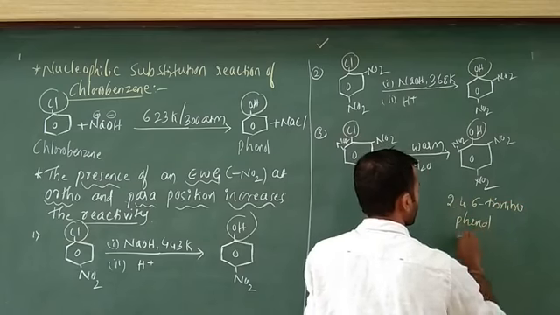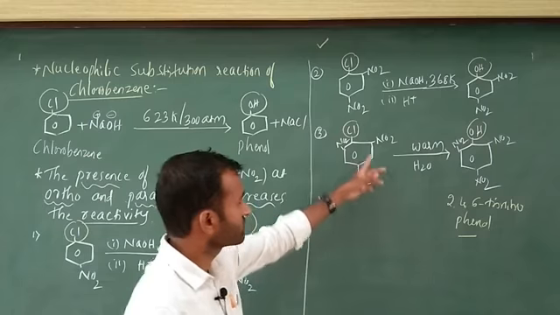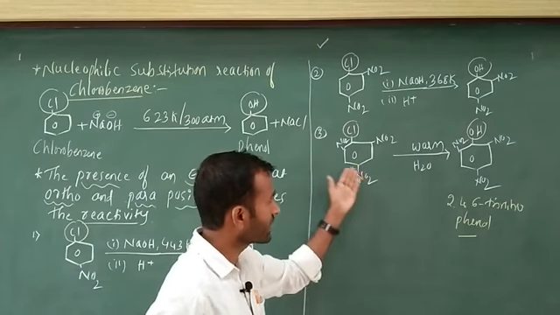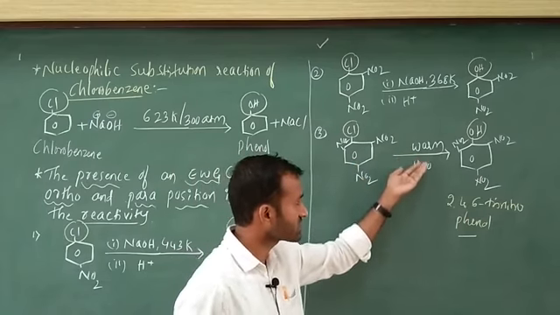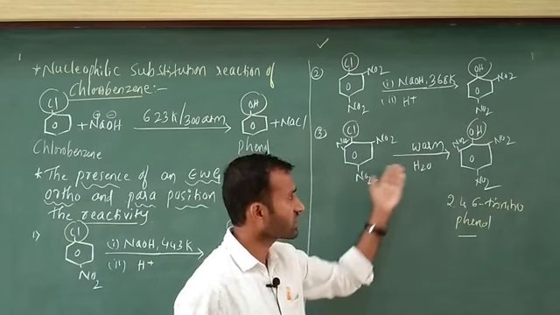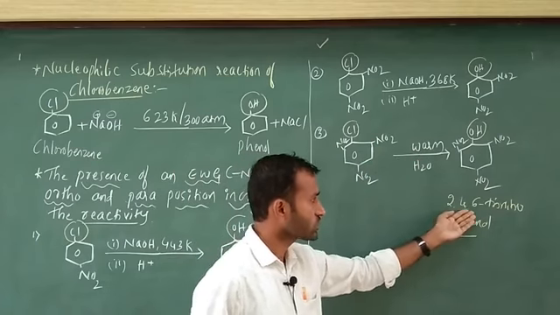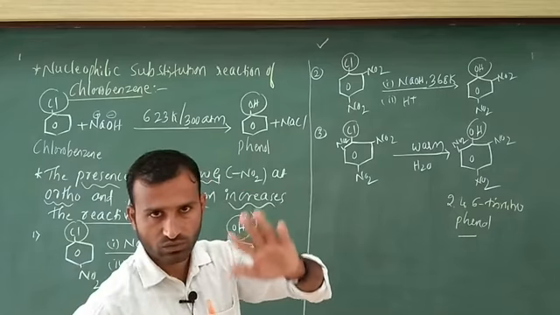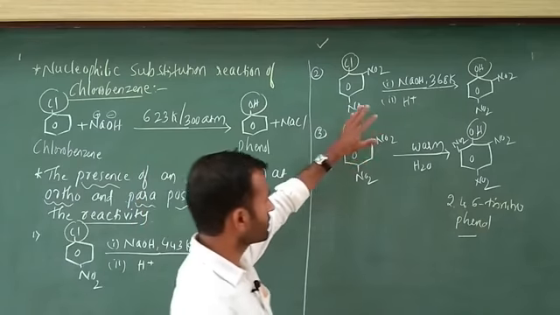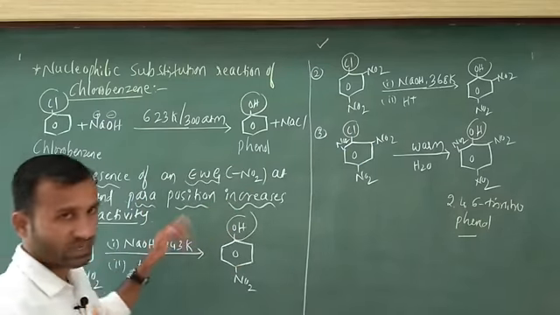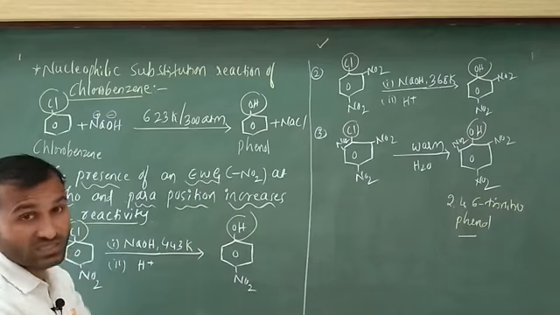Most important in this case, because the more electron withdrawing groups there are, automatically the temperature needed is less, almost a warm condition, and the product formed is 2,4,6-trinitrophenol. Is it clear? All these reactions are most important in examination. After that, the mechanism is there.